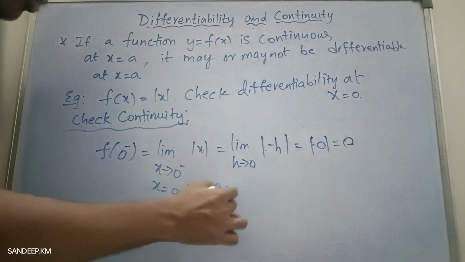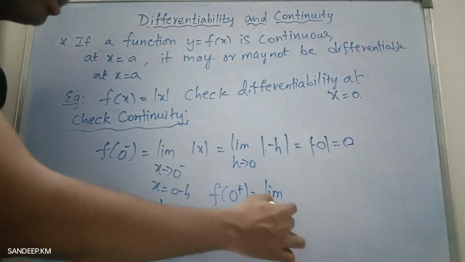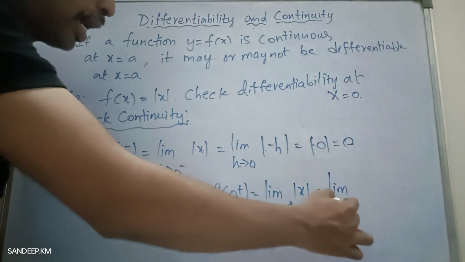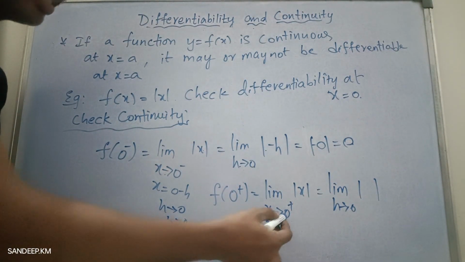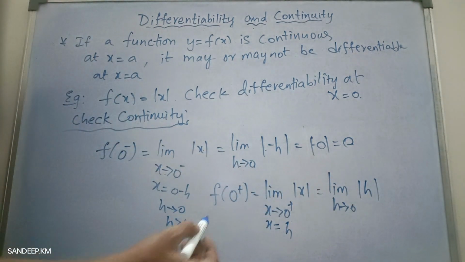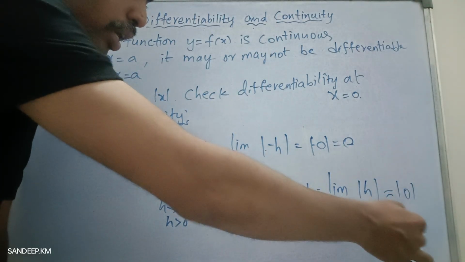Similarly, the right hand limit: you can find f of 0 plus, which means limit x approaches 0 plus of mod x. So which means limit h approaches 0 of modulus of x is equal to what, dear students? X is 0 plus h, correct or not? So instead of x I can substitute h. Now I will substitute h value as 0. So modulus of 0 is 0.